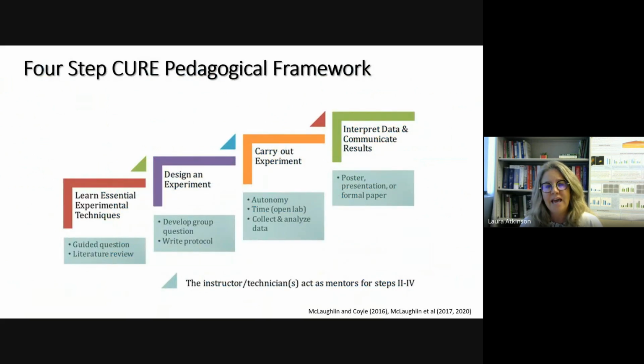Okay, so if we look at the 4-step CURE pedagogical framework, this kind of identifies the pieces that need to exist within a CURE. And so obviously, you've all carried out research projects, and this is nothing new to you. So it's pretty much the same. Learn the technique, understand the literature and find a question, design an experiment, develop the protocols, carry out the experiments, collect and analyze the data, and then interpret data and communicate results.